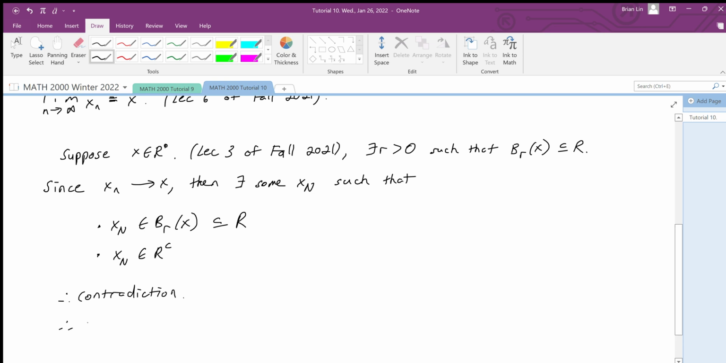Therefore, we conclude that R complement closure intersect R interior is equal to the empty set. And that's the end of the lemma.